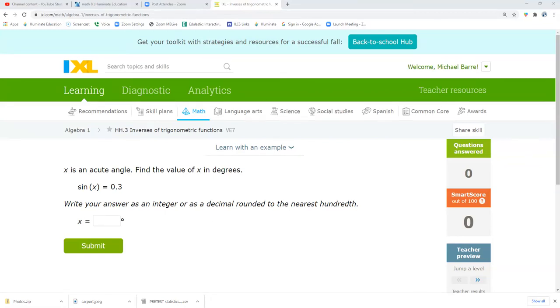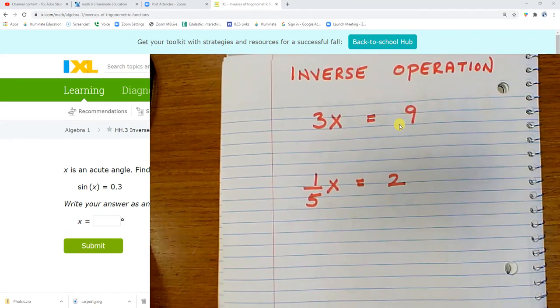Hey, this is Mr. Barr, and I'm going to do inverses of trigonometric functions. Let's start with what an inverse operation looks like.